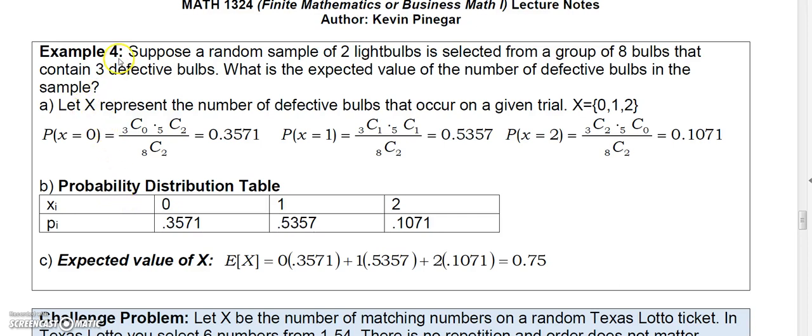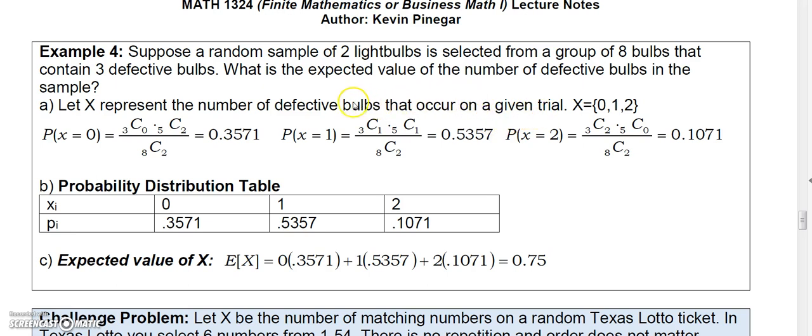Okay, let's continue with finding the expected value of a random variable with this experiment. Suppose a random sample of 2 light bulbs is selected from a group of 8 bulbs that contain 3 defective bulbs. What is the expected value of the number of defective bulbs in the sample? Now, here, since we're interested in the expected value of the number of defective bulbs, we're going to let X represent the number of defective bulbs that occur on a given trial.